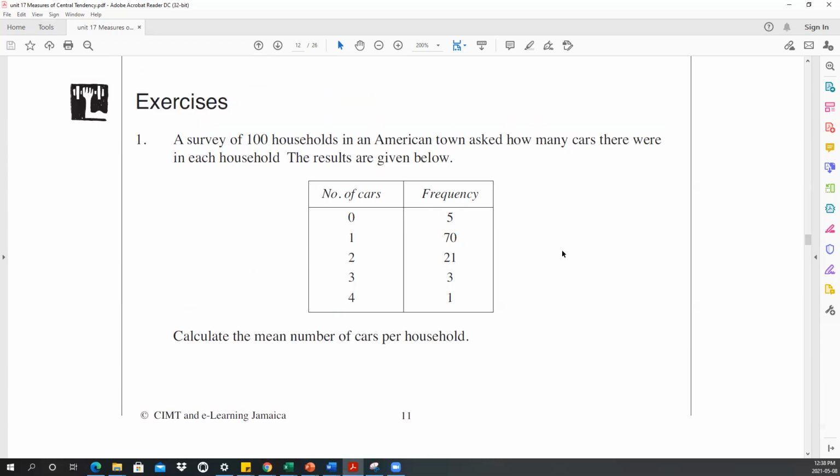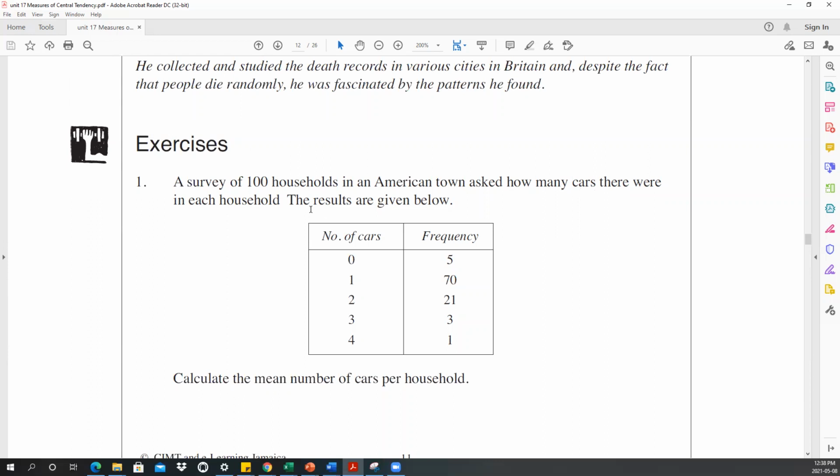Over here, how many cars there were in each household. Calculate the mean number of cars. So you have the number of cars: 70 households having one car. So this is the number of cars, and these are the households. 70 households having one car, 21 having two, 3 having three, one household having four. It's a lot of cars for one. And of course, you have 5 households not having any car. And you multiply them out.